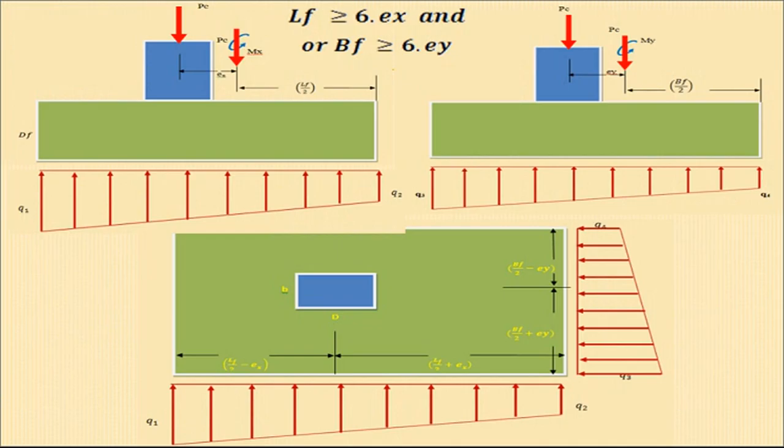Why we have used that will be discussed in the next slide. Now in this slide it is observed that because of the Ex, this distance is LF by 2 plus Ex and this distance is LF by 2 minus Ex, and that's why the pressure distribution below the footing is trapezoidal, not rectangular, and that's why there is a complexity in the design.